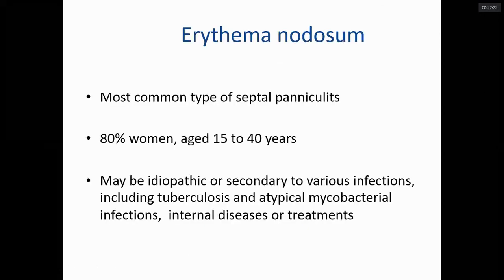And the fourth one is erythema nodosum. It is the most common type of septal panniculitis. It may occur secondary to tuberculosis, but it can be idiopathic and secondary to other infections or other internal diseases like connective tissue diseases also, and secondary to drug therapies also.